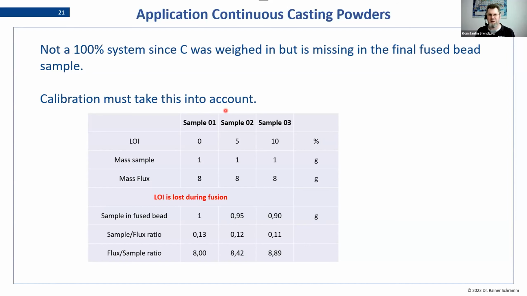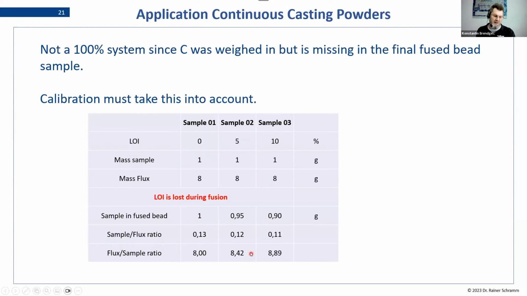We use carbon, for example, and we have to make sure that our calibration takes that into account, because as you can see from the table here, if we assume that we have 3 samples, the first one having 0 LOI, the second one 5, and then 10%, and we always do the same ratio of sample to flux, the final fused bead ratios will be wildly different, because this one will lose 5%, this one will lose 10% in fusion preparation. So the ratios of sample to flux will vary.